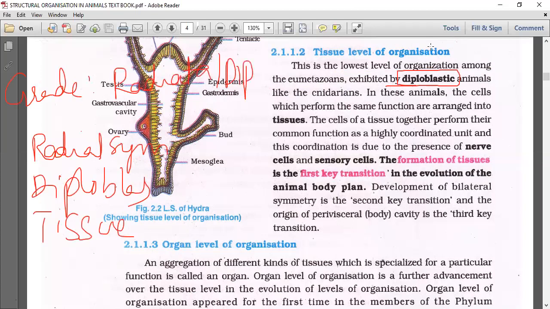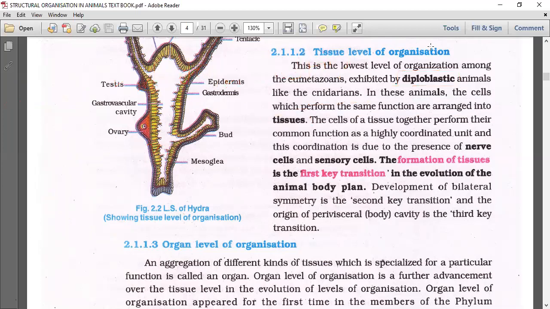That means we learn this particular topic through the kingdom Animalia chart. So where do you see this? In cnidarians, and we are adding Ctenophores also. In these animals, the cells which perform the same function are arranged in the form of tissues. The cells of a tissue together perform their common function as a highly coordinated unit, and this coordination is due to the presence of nerve cells and sensory cells.